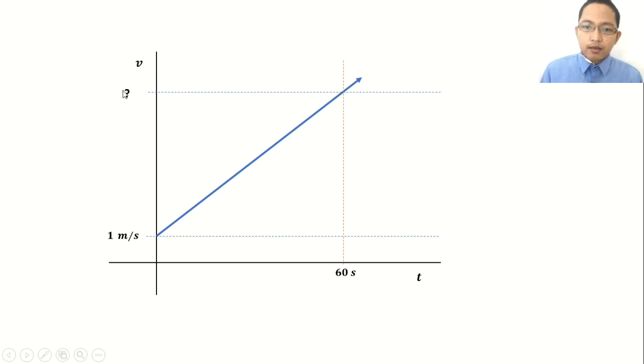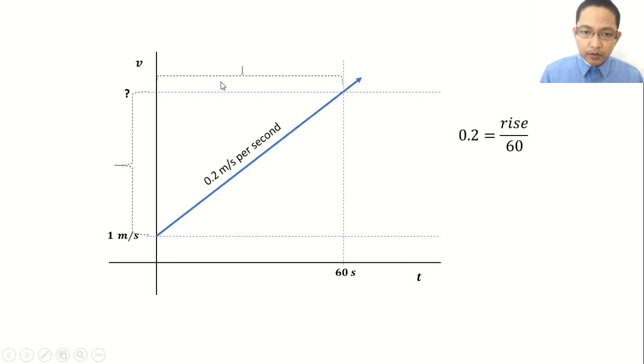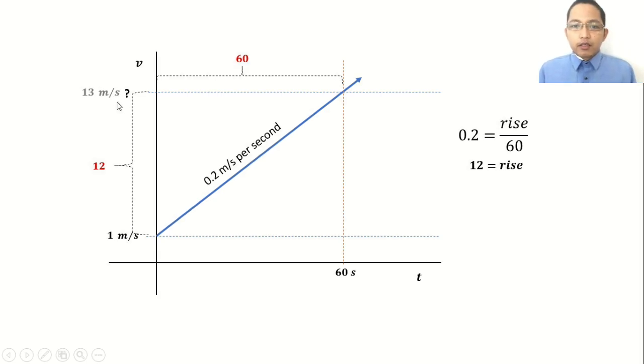Okay, let's get that unknown. The slope of this line is 0.2. Slope is rise over run, so that gives us this relationship. Here is the rise, and there is the run. We know by inspection that that one is 60 seconds. This gives us this rise is 12, meaning the gap here is 12 and that one is 60. Therefore, this one is 13 meters per second. You don't need this, but let's put it there in case the problem has several questions.